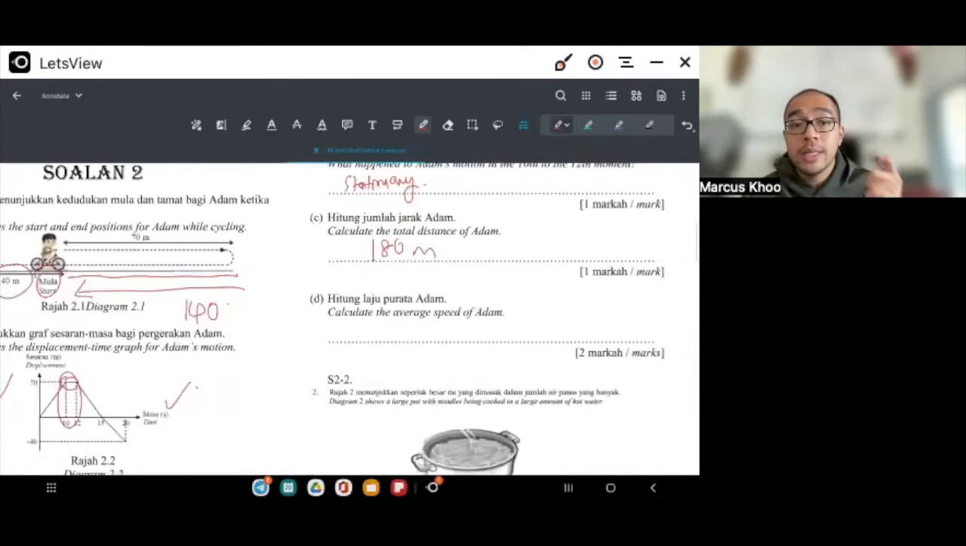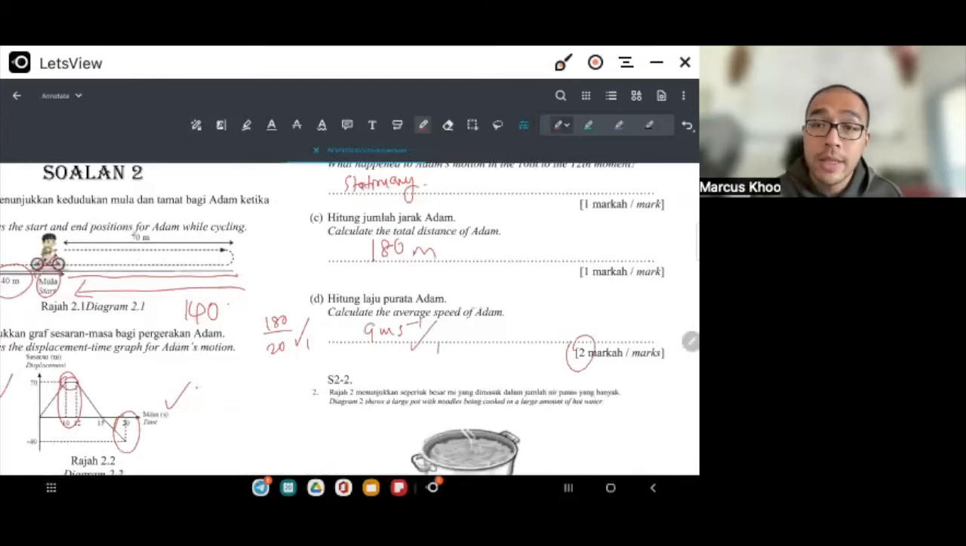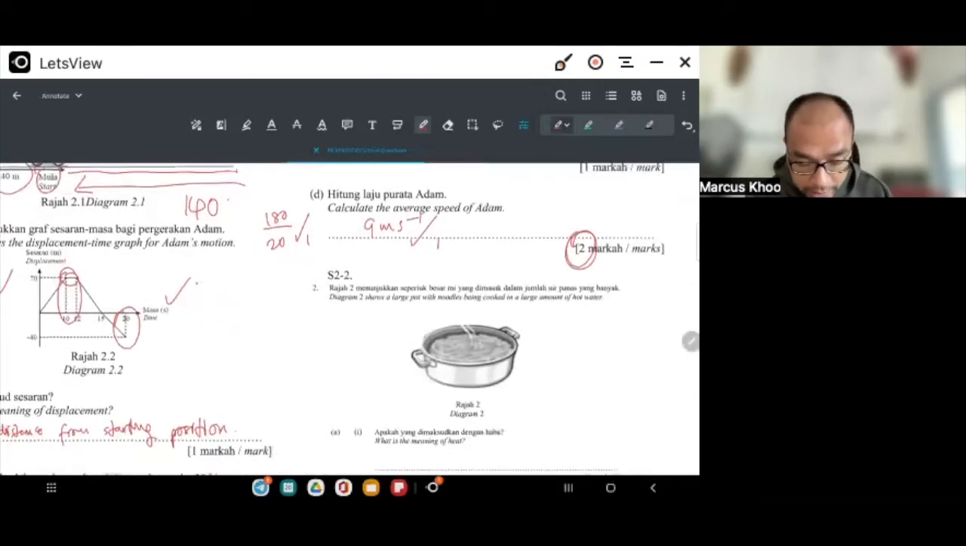Average speed is distance over time. The distance is 180 and the time is 20 seconds, so this will be 9 meters per second. The 2 marks here will be 1 mark for the calculation and 1 mark for the answer with the unit. Don't forget that even if the question only has dotted lines and no space for calculation, it doesn't mean you don't have to show your calculation. You still need to, taking into consideration the number of marks given. This is an answering technique.